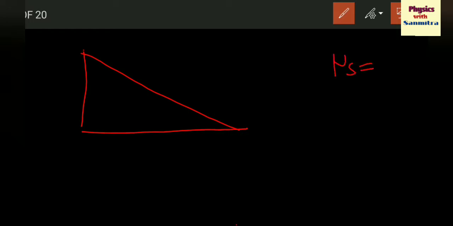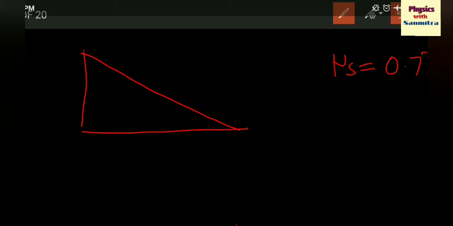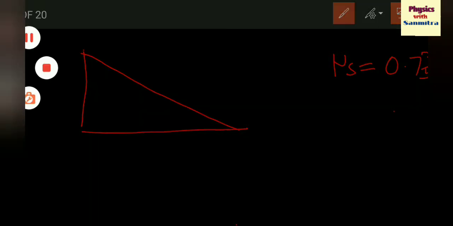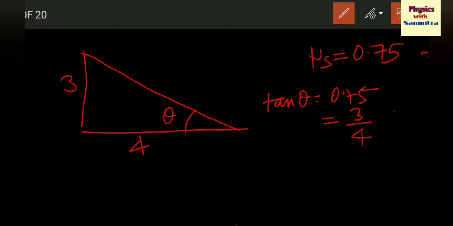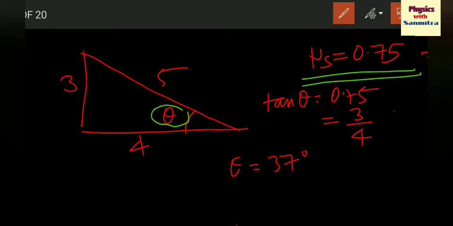Let me give you an example. Let's take mu s is equal to 0.75, a relatively high value of mu s. Now let's find out this angle theta. Tan theta is equal to 0.75, that is 3 by 4. So this is 3, this is 4, this is 5. Now we can say this angle is 37 degree, approximately 36.6 degree, so that is 37 degree. So for this value of mu s, our maximum angle can be 37 degree.